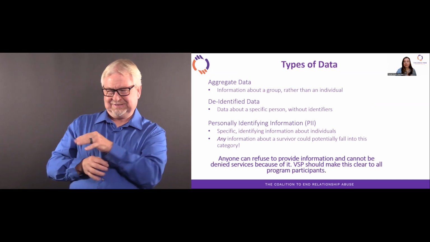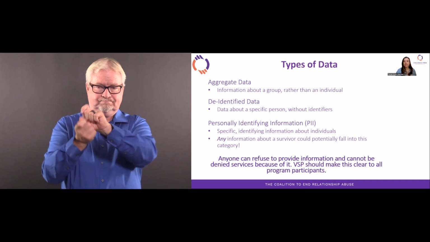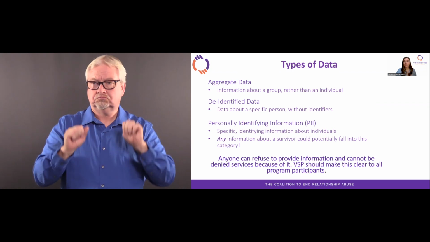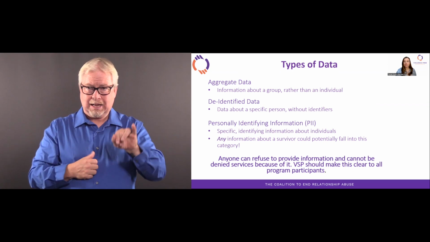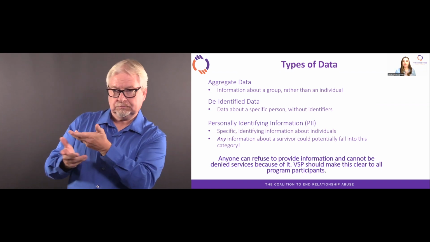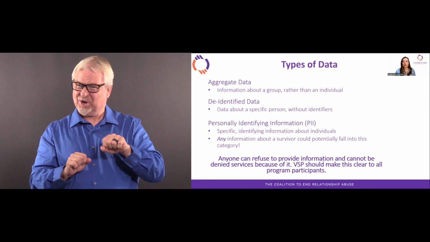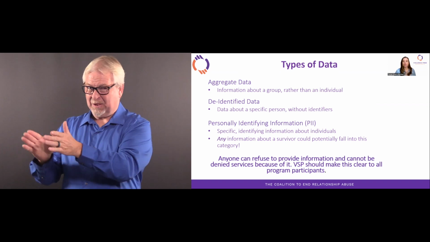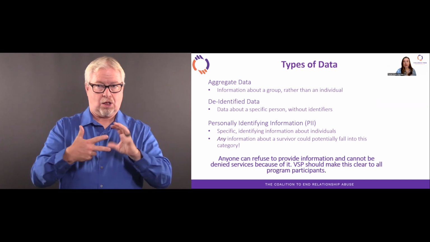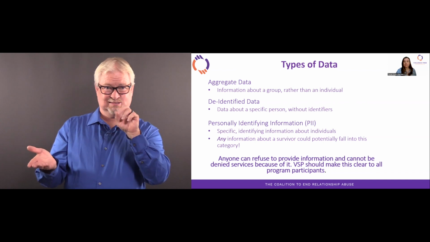However, VSP staff must be alerted to the possibility that some data classified as de-identified or even aggregate data can actually fall into the PII category. Depending on circumstances and the makeup of the community, any data that could potentially identify an individual is not de-identified or aggregate data.